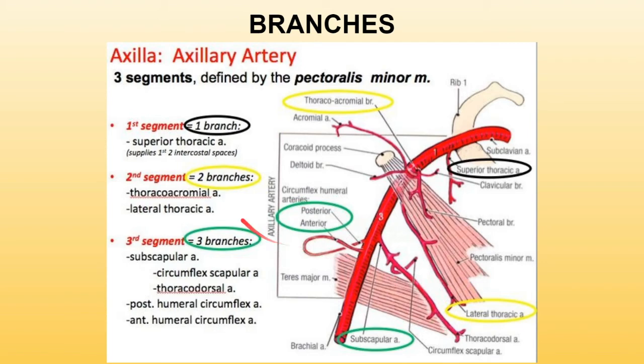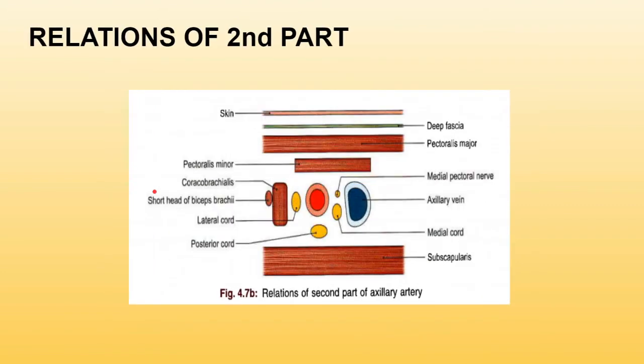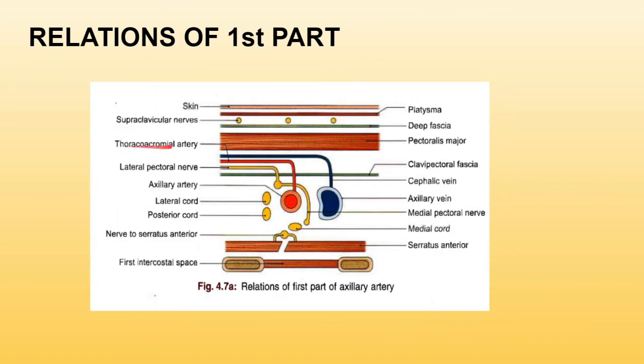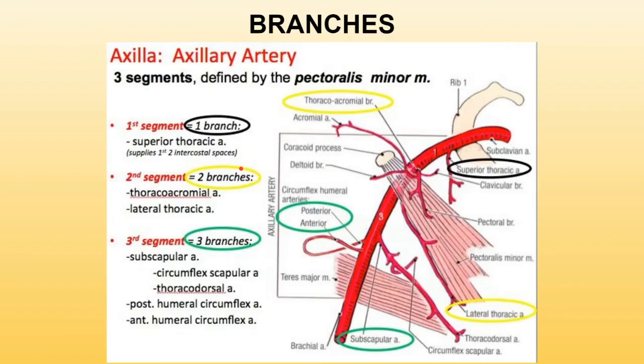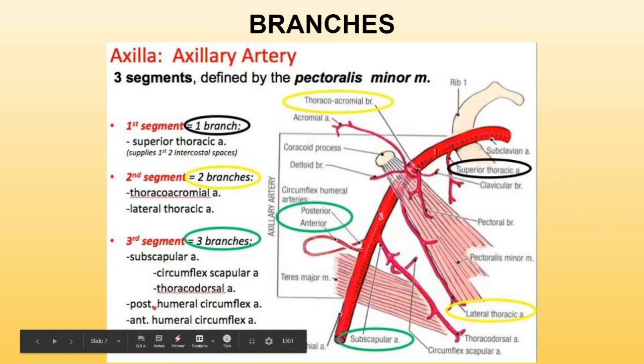Now it's very easy to remember. First segment gives one branch, second segment gives two branches, and third segment gives three branches. In the first segment, it is the superior thoracic artery. In the second, we are having thoracoacromial artery and the lateral thoracic artery. If you remember, the thoracoacromial artery comes in the first part relation, in the relation of the VAN, right? So it is a branch of the second segment, and the lateral thoracic artery. The third segment has three branches: subscapular artery, posterior and the anterior humeral circumflex artery.